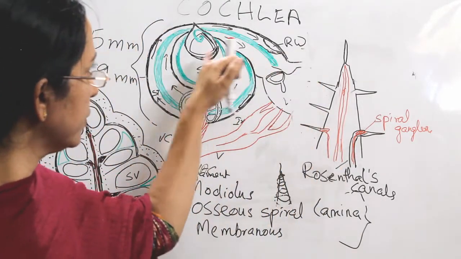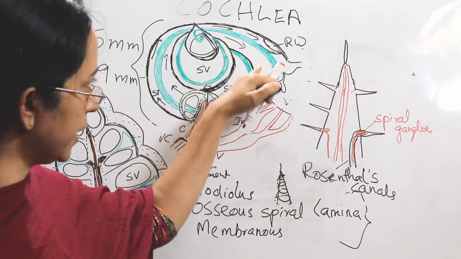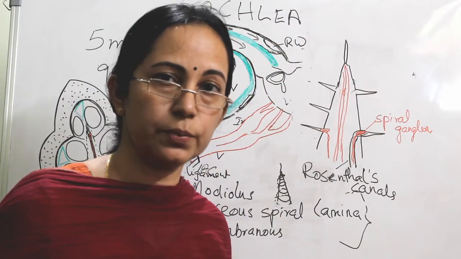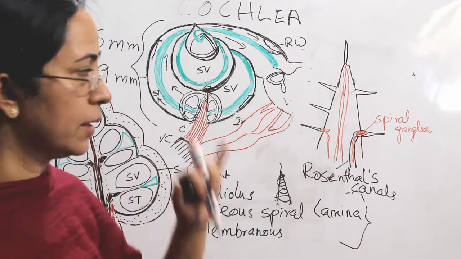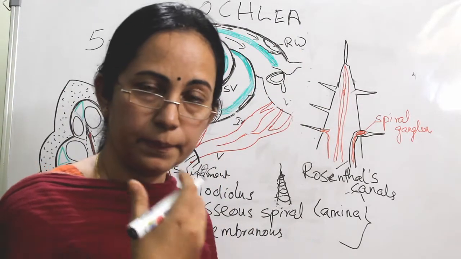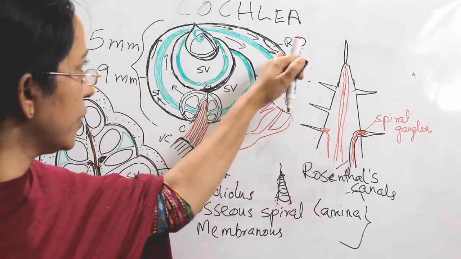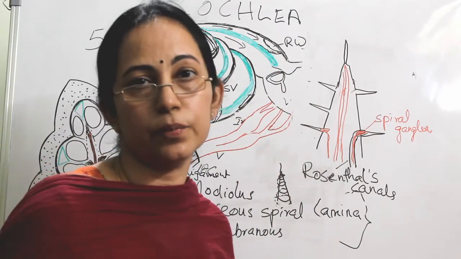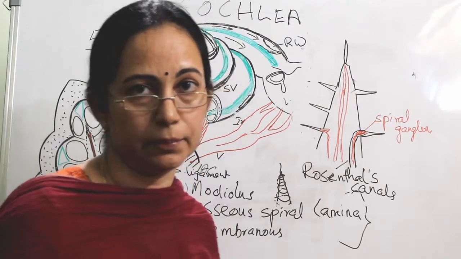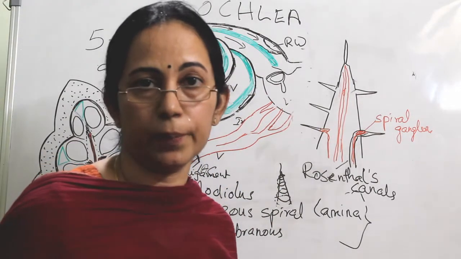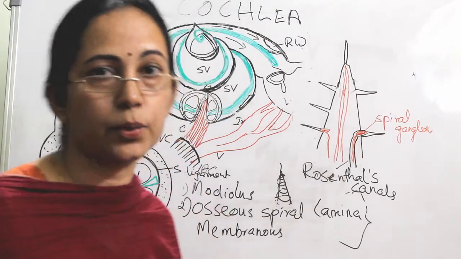So the oval window is the ending of the scala vestibuli, and the scala tympani is actually a closed tube. In the medial wall of the middle ear you can see the round window, and that is the end of the scala tympani, and the round window is closed by the secondary tympanic membrane. And in the scala tympani there is also another opening, that is the cochlear aqueduct.